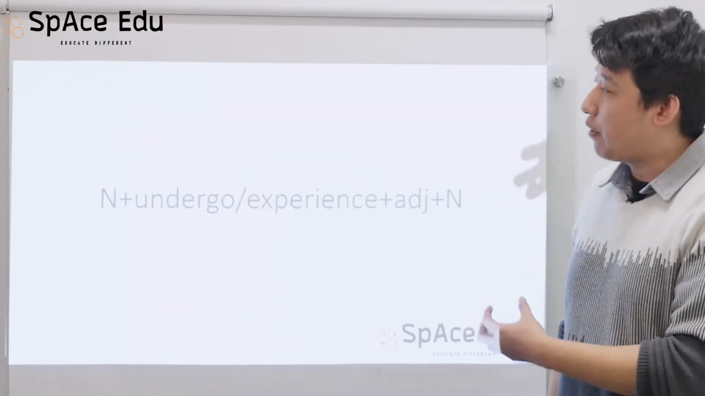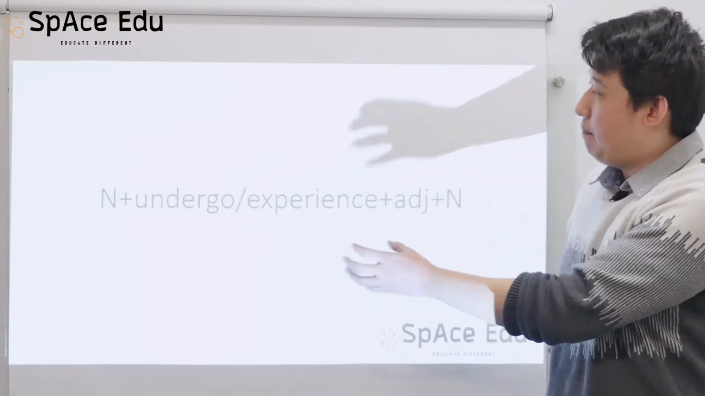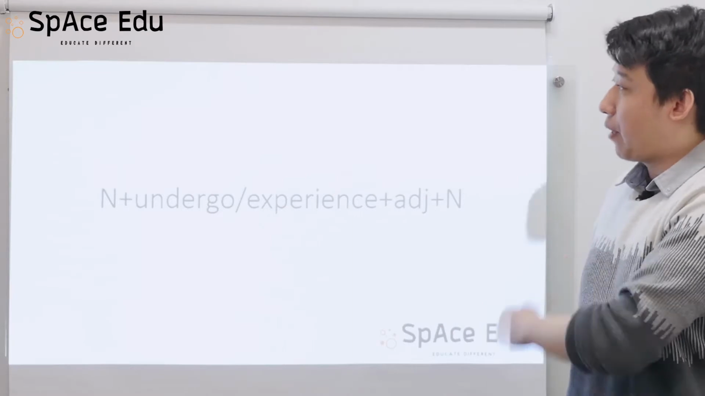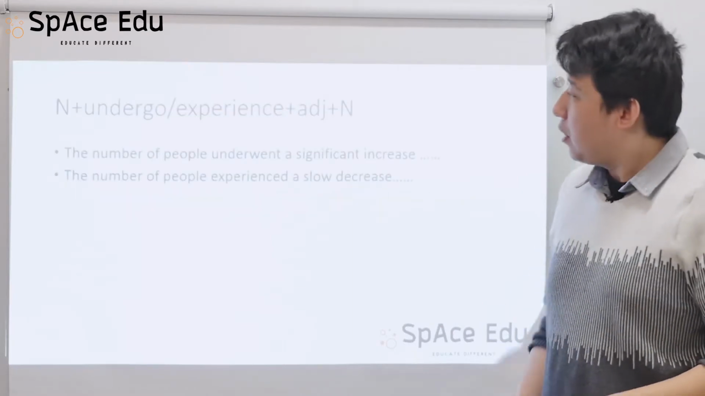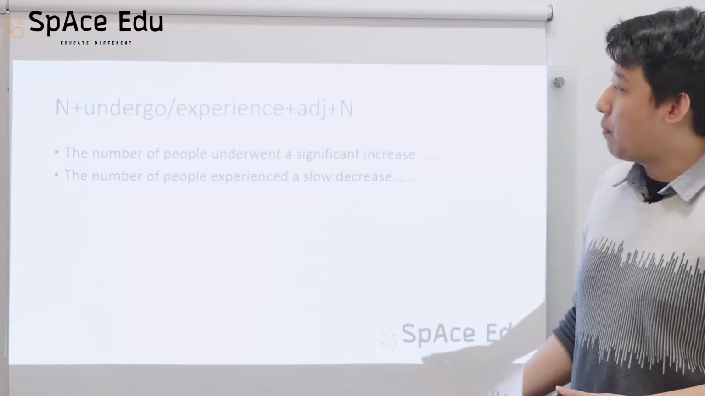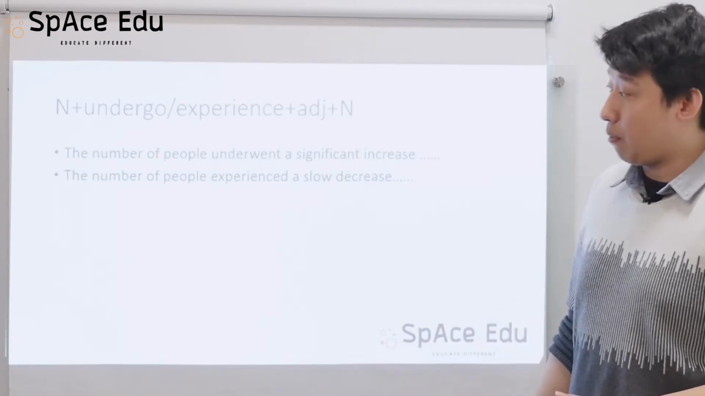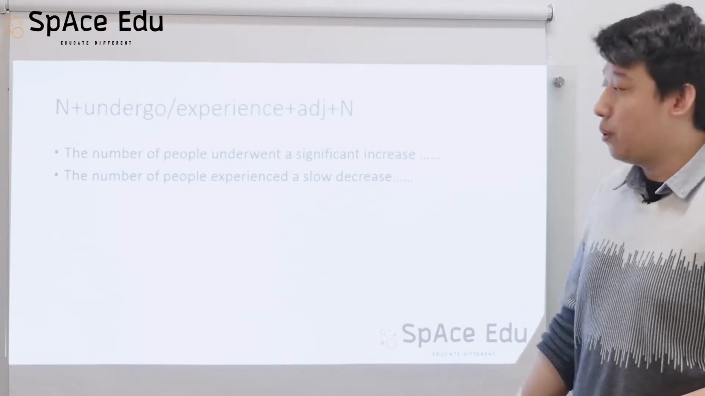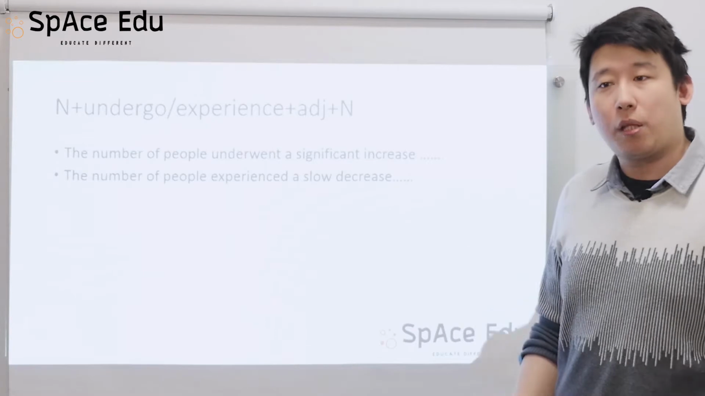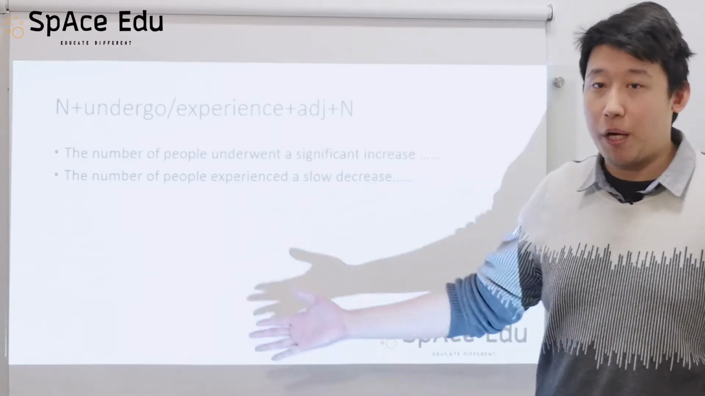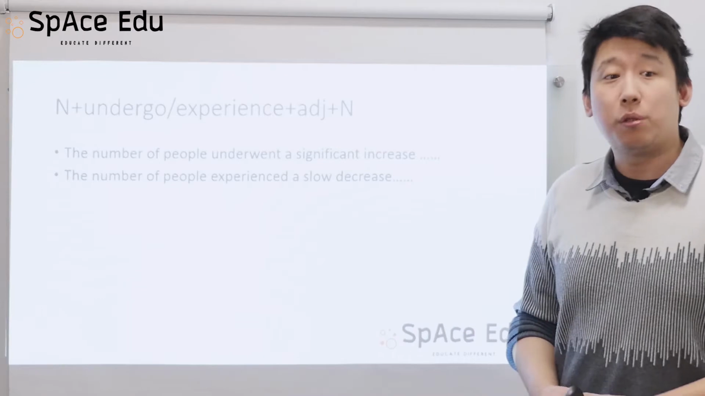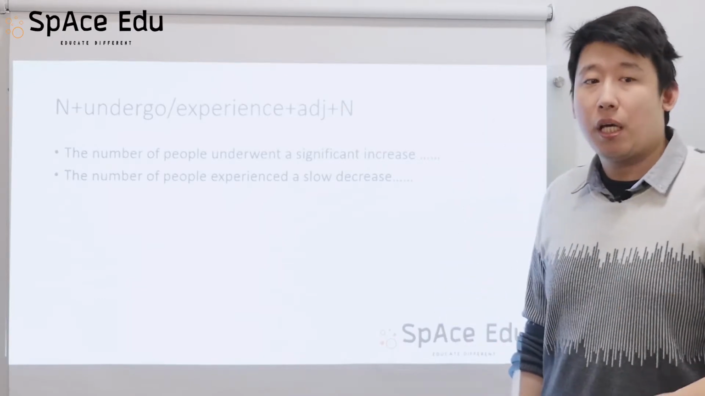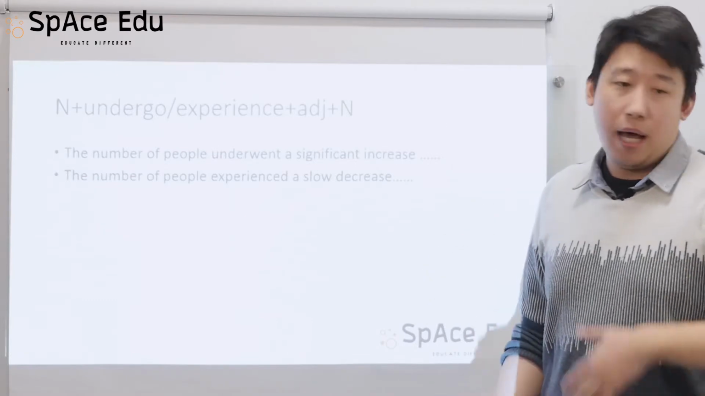What about the third one? The sentence structure of the third expression is noun plus undergo or experience plus adjective and noun. Let's have a look at some examples. The first example is: the number of people underwent a significant increase. The second: the number of people experienced a slow decrease. I believe most of you are not quite familiar with this sentence structure, but it's a really good way to diversify your expressions. So those are the 3 different ways of describing changes or trends, I mean going up and going down.